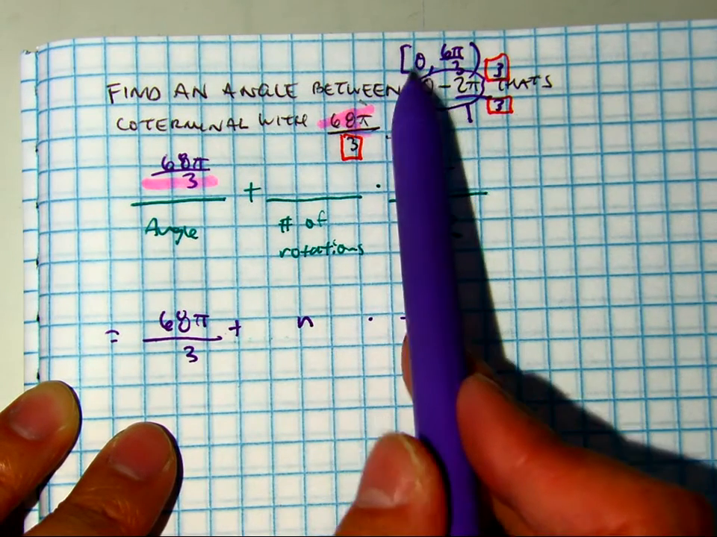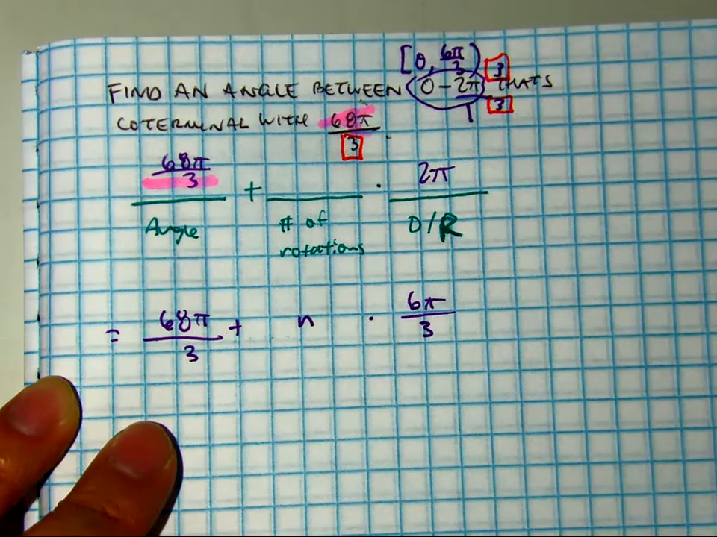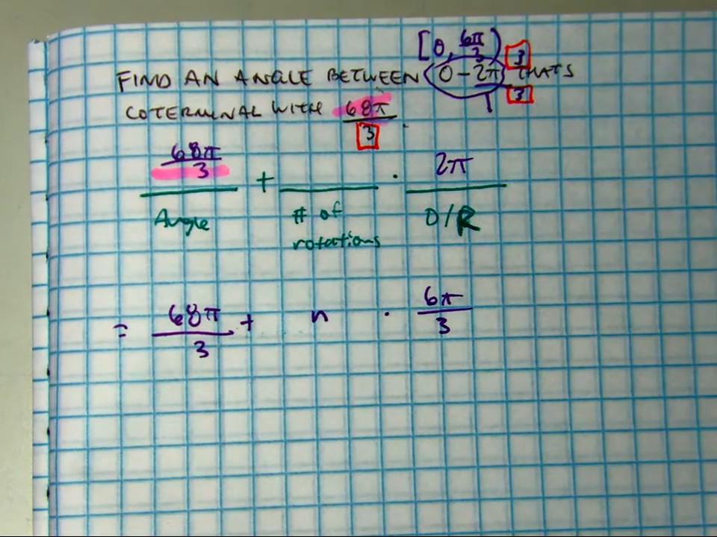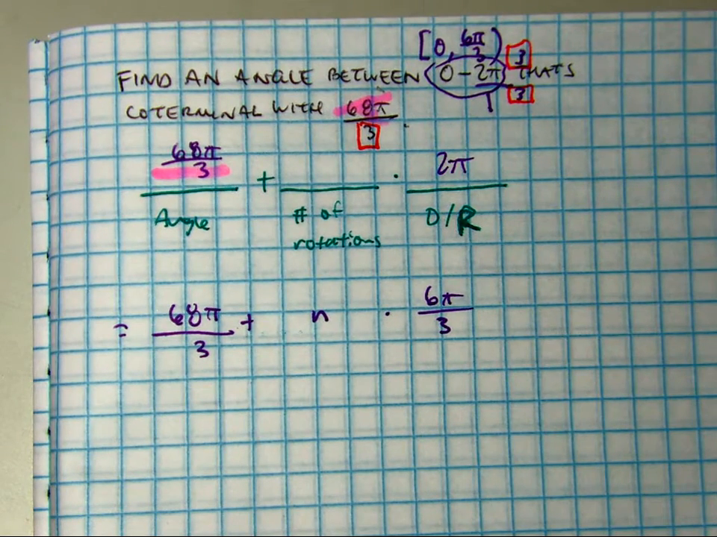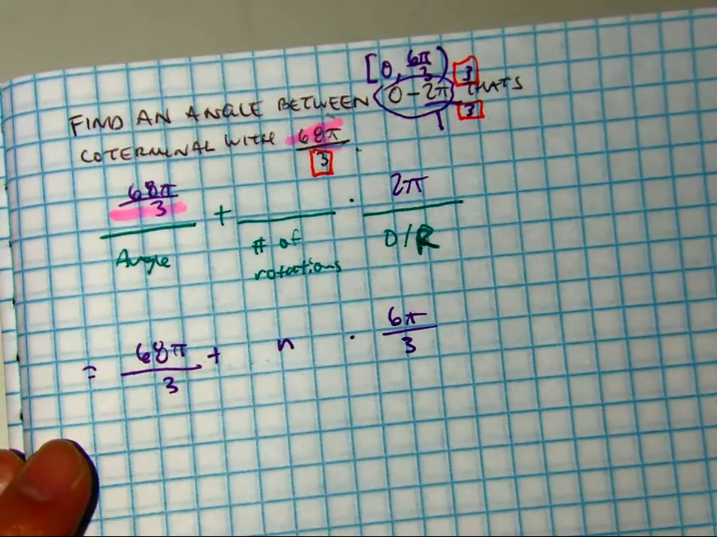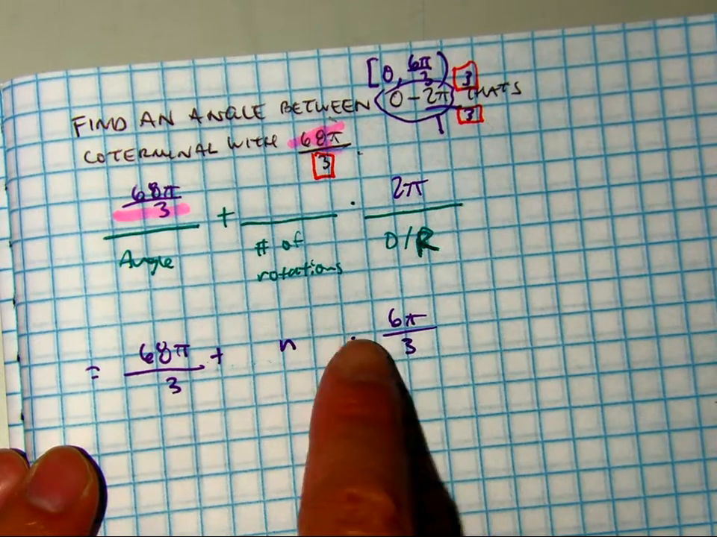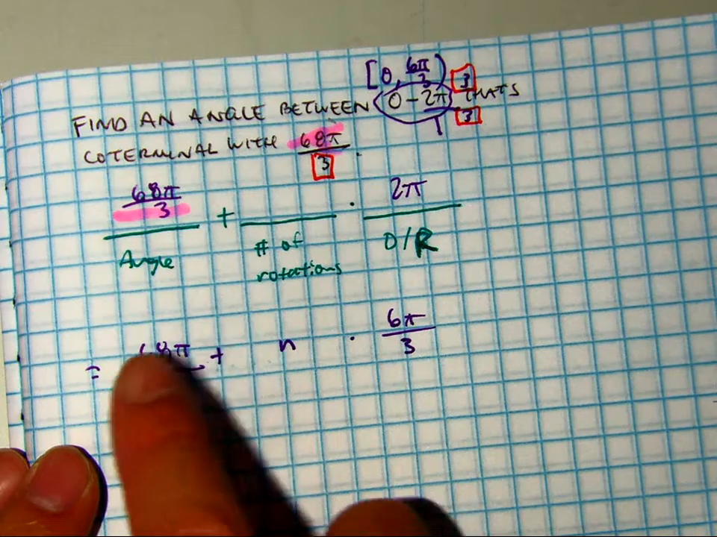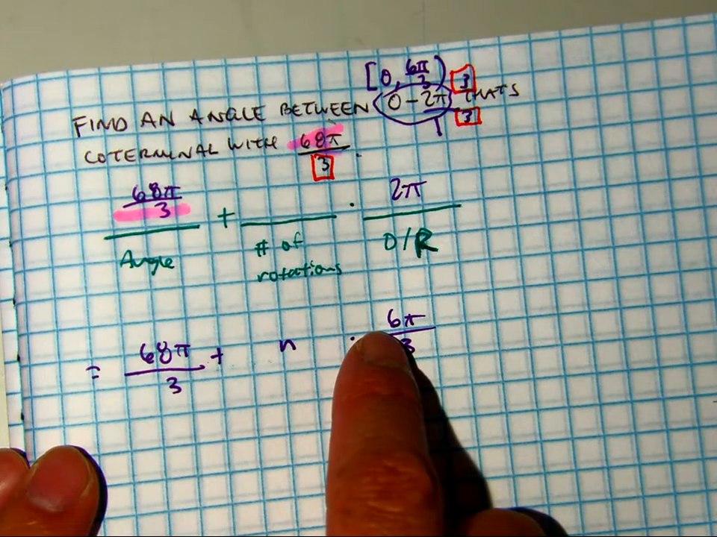Talk to your partner. What number do you think that might be? It's got to be a big number. Everyone got a number? Someone said 8. Okay, think about this. 8 times 6 is how much? And 68 minus 48 would give us 20 pi over 3. Is 20 pi over 3 in here? No. We need a bigger number than 8.